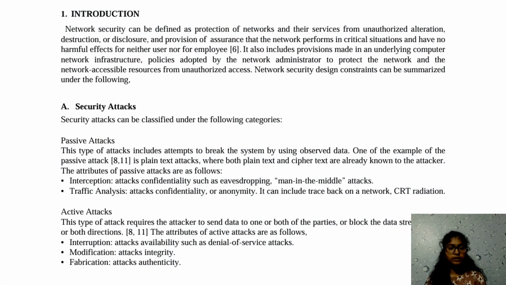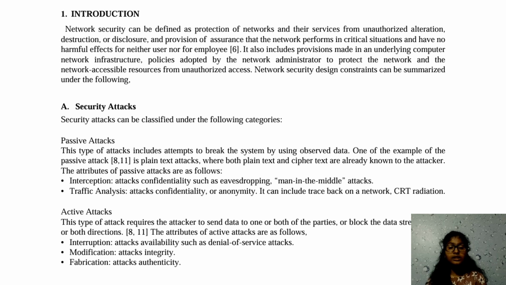In the introduction part of this paper, we come to know how network security is defined. Basically, network security can be defined as the protection of the networks and services from unauthorized alteration, providing assurance that the network performs in critical situations. In this paper, they have given that network security design constraints can be summarized as network security attacks, network security measures, and network security tools.